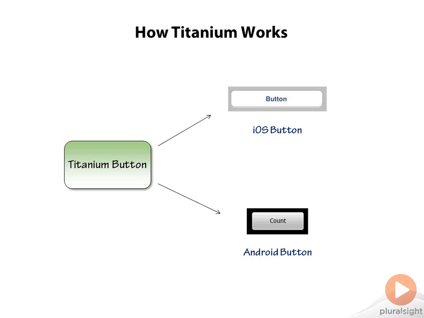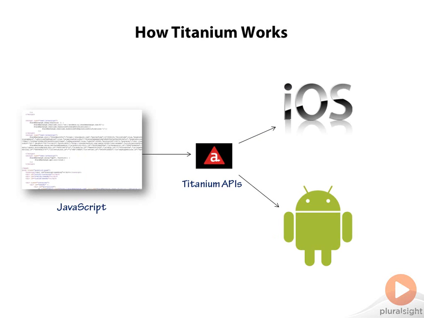It is very important to understand that Titanium works in a completely different way than a technology like PhoneGap, which actually uses HTML, JavaScript, and CSS to create a mobile application that runs inside of a mobile web browser. Titanium applications may be created in JavaScript, but they're compiled down to the actual native applications that use real native interfaces on your mobile device.